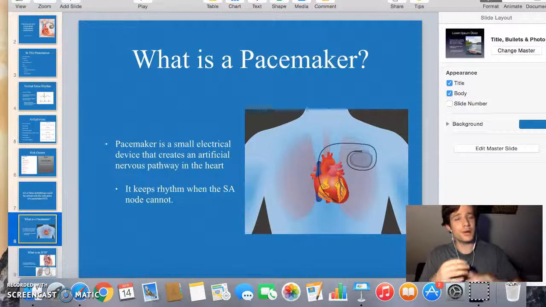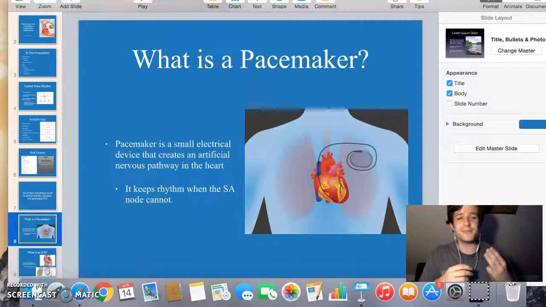So let's get into it. What is a pacemaker? So a pacemaker is a small electrical device. It's maybe the width of 3 AA batteries, and it's very light. And it effectively creates an artificial nervous pathway in the heart when the natural nervous pathway is ineffective.